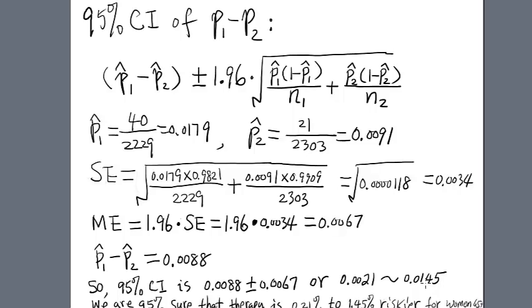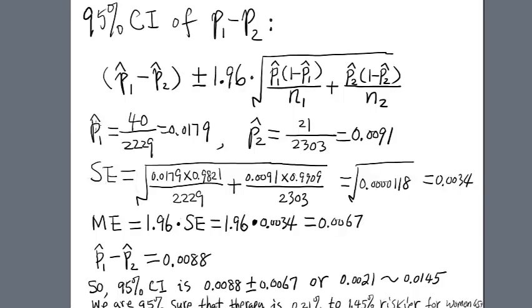So to interpret this confidence interval, we can say that we're 95% confident that the hormone replacement therapy is 0.21% to 1.45% riskier for healthy women who are more than 65 years old, and who take the therapy, than those who do not.